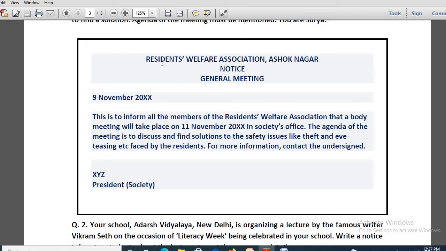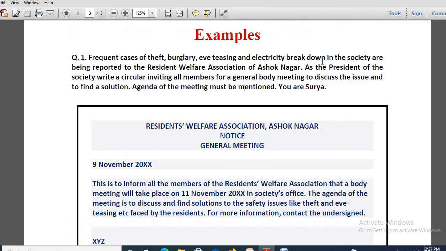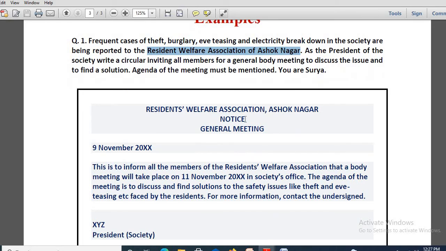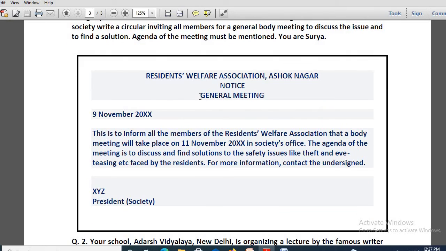Look at what is written: Residents Welfare Association, Ashok Nagar. It is already given, if I am not mistaken, and I have highlighted it so that you all can see. So just copy that one here. Next line it will be notice, next line it will be general meeting. Then obviously a date has been given, 9th November.